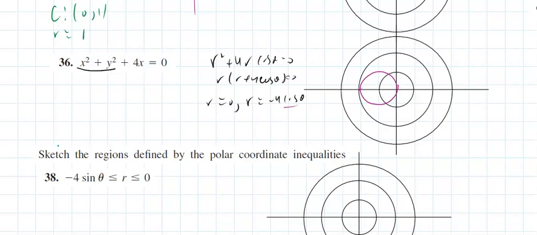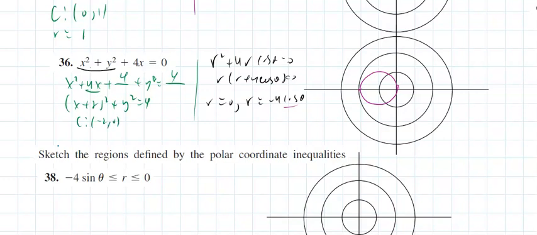If I want to find the center using rectangular coordinates, I'll say this is x squared plus 4x. Take half of the middle number, which is 2, and square it. So this becomes x plus 2 squared plus y squared equals 4. Center is negative 2, 0, and the radius is 2. When I did this, I didn't label. So negative 2, 0 is right there. Move 2 to the left, 2 to the right, 2 up, and 2 down, and connect them with a smooth curve. There it is.